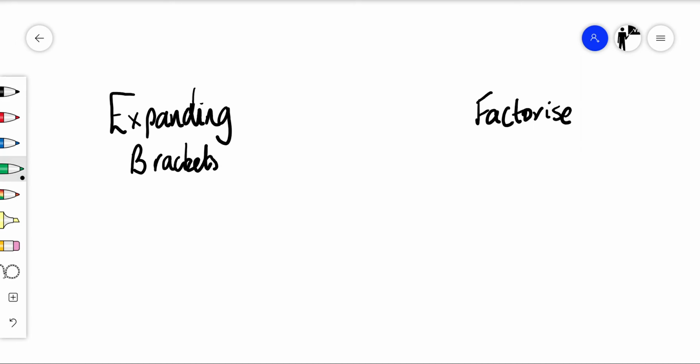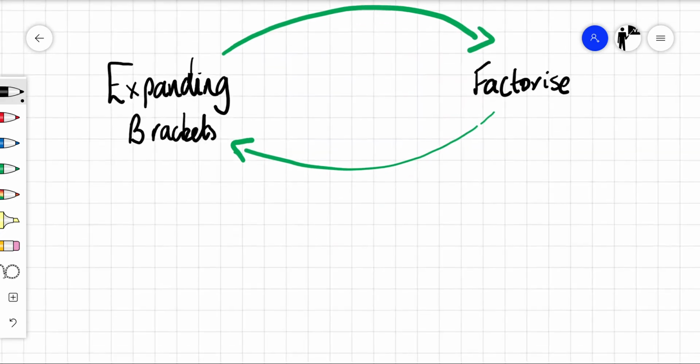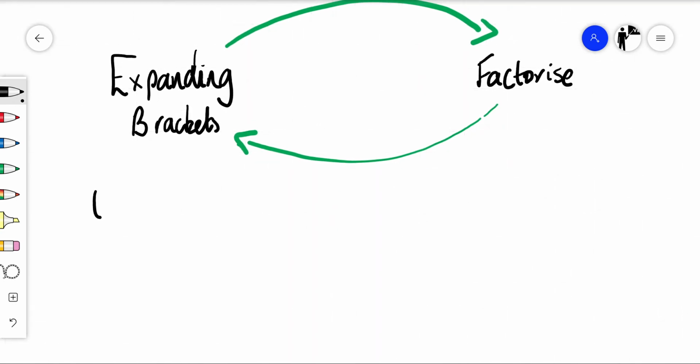Okay, so we know we can go from here to here by expanding, and then similarly, if we work backwards and factorise, we'll put the brackets back in. So let's have a look at a couple of expressions here, and let's see if we can spot anything. Let's imagine we wanted to expand the bracket x plus 2, x plus 7. Okay, so I'm just going to talk through what that would be.